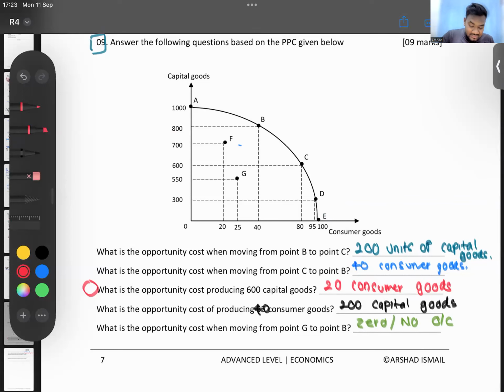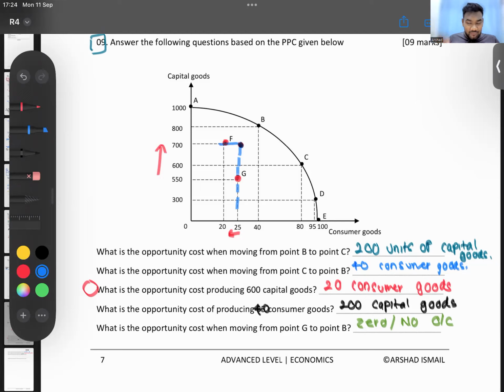Why? Because point G to F, now when you look at the diagram, it looks like you're sacrificing 5 units of consumer goods. But my question is, do you definitely have to sacrifice that 5? No, right? If you want to increase capital goods from 550 to 700, you can do that by producing at this point, no? I'll mark this point in blue, let's say, right? You can produce it at that point, right? While producing the 25 consumer goods, you can also achieve the 700 capital good mark.